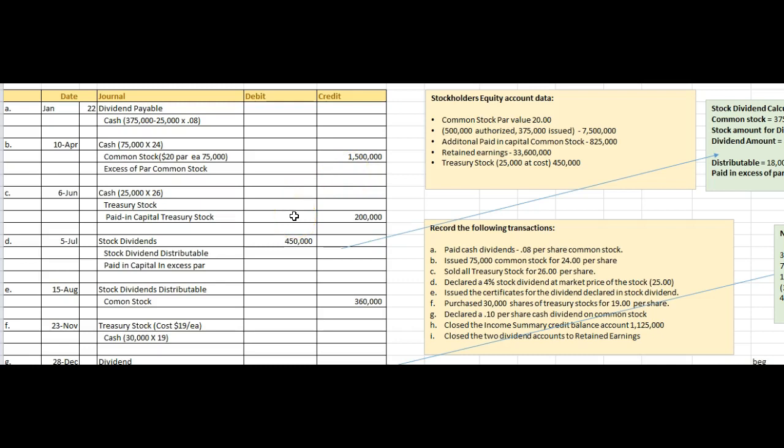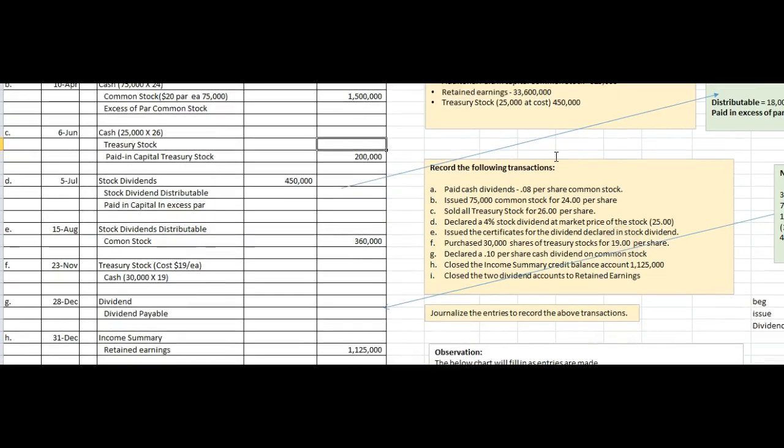On C, we sold treasury stock. So I've given you the additional paid-in capital or excess because we have it at cost at 450, so I can only take 450 out. Now, if I multiply 25,000 times 26, it's going to come up to more than 450. It'll actually come up to $200,000 more than 450. So your cash is going to be different, but you can't remove more from an account that's already there, and we've only got $450,000 in there.